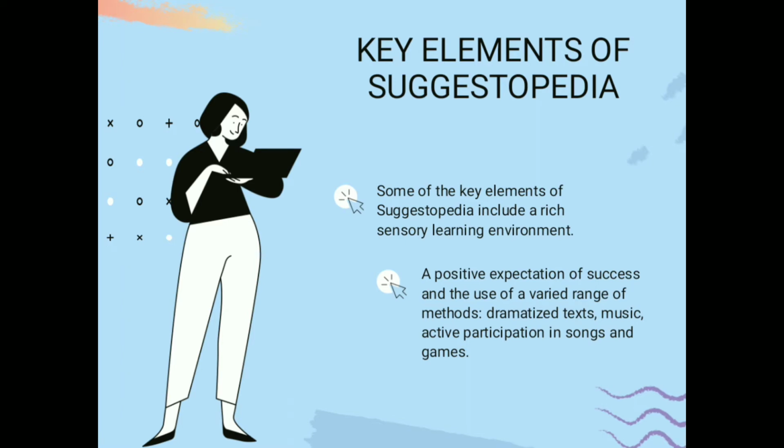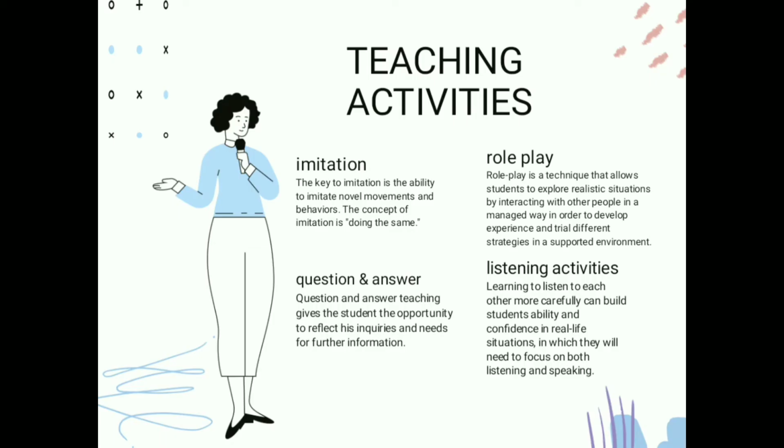Some of the key elements of Suggestopedia include a sensory learning environment, a positive expectation of success, and the use of a varied range of methods. In Suggestopedia, there are teaching activities that include: first is imitation. The key to imitation is the ability to imitate novel movement and behavior. The concept of imitation is doing the same.